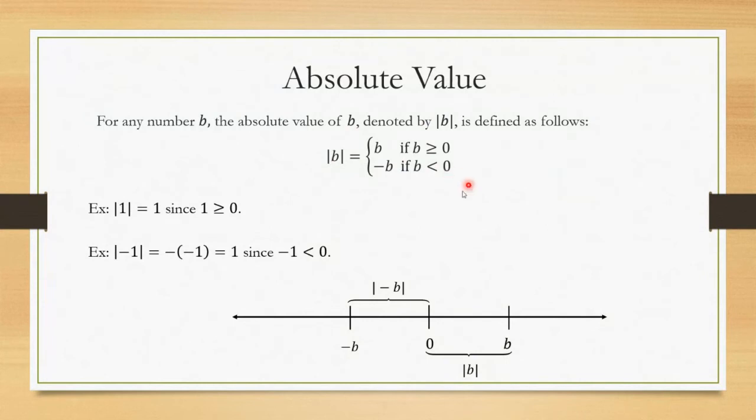I know it's a little strange. This is actually how it's defined. So it depends on whether b, the input, is greater than or equal to 0 or less than 0. As an example, if you calculate the absolute value of 1, that's going to be 1 itself. You get back the number itself. And why is that? Well, 1 is non-negative. The absolute value of a number b is b itself if that b is non-negative. In this case, b is 1.